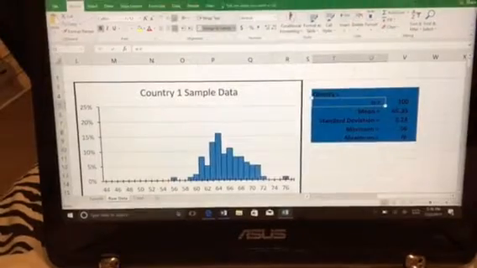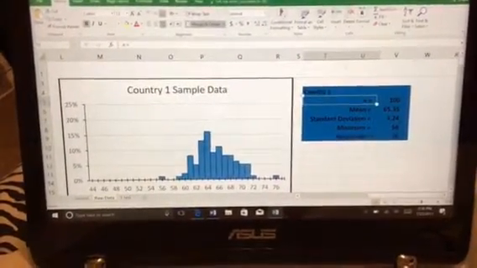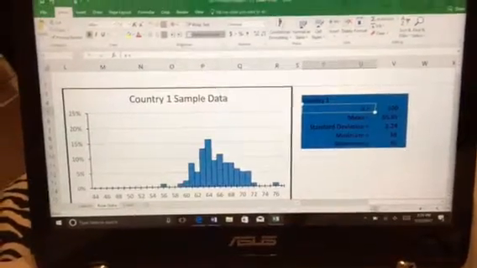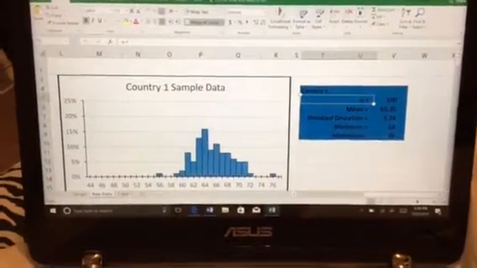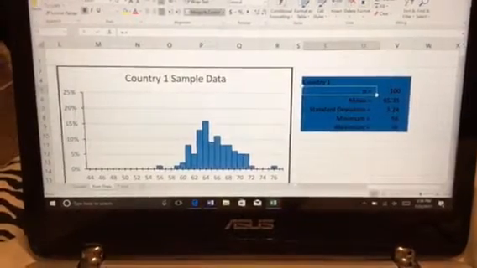So I set up my null hypothesis to say that there was no difference in height between women from either country, but my alternate hypothesis is that there is a difference.